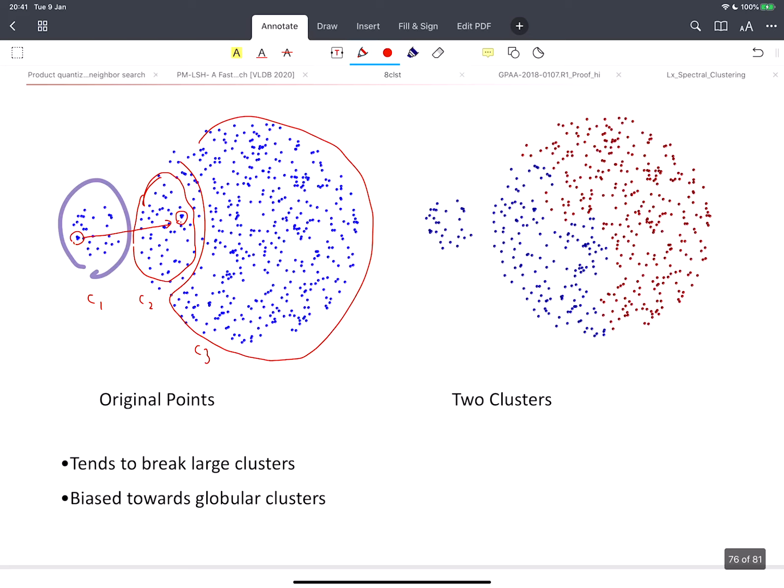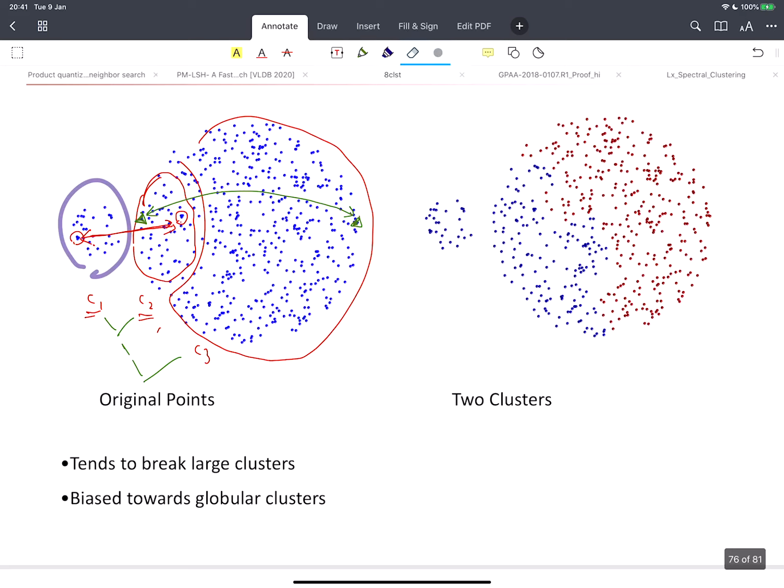So you can see that the complete link will see that the distance between C1 and C2 is determined by, let's say, this pair of points. But between C3 and C2, most likely it's going to be this point with this point, which is a long distance away. So you can see that C1 and C2 will be merged together, then finally with C3.